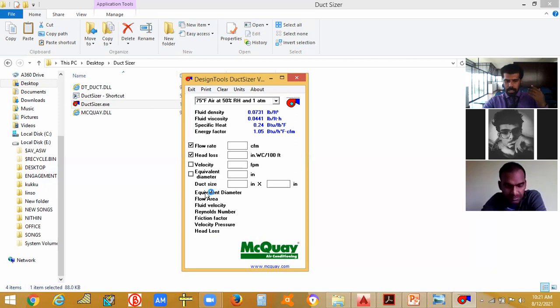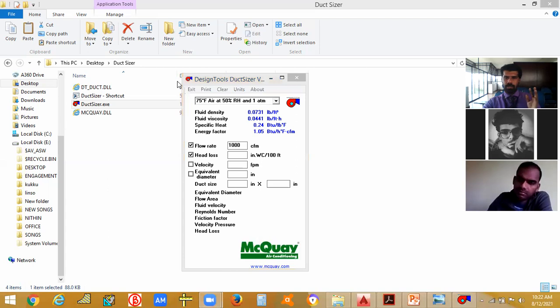The air is passing through the duct. For example, if I am giving 1000 CFM, and I am deciding that I am going with the equal friction method, so I am giving 0. What was our range of the equal friction method? Just give a chat. What should be the head loss that I should give here?